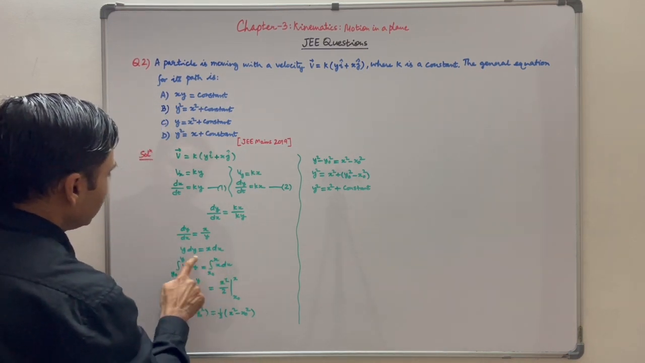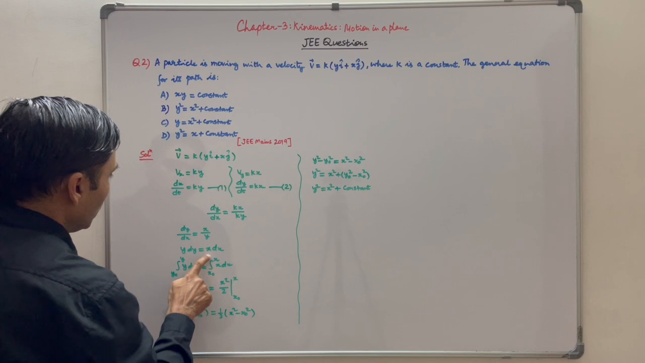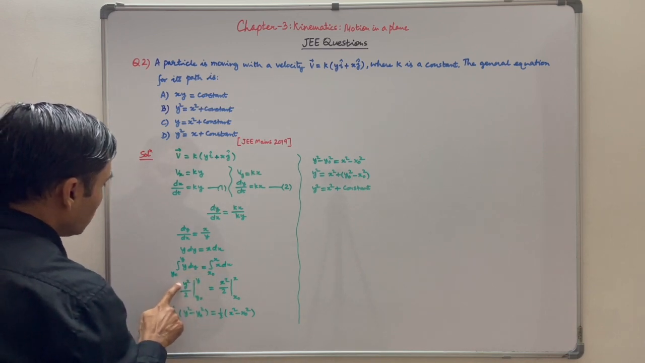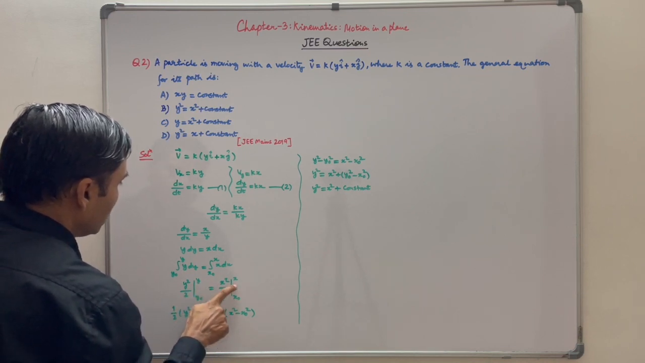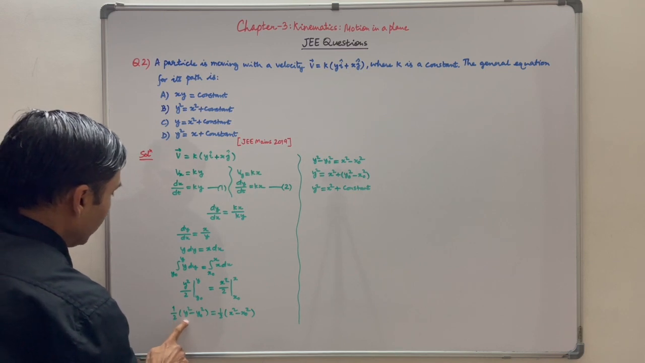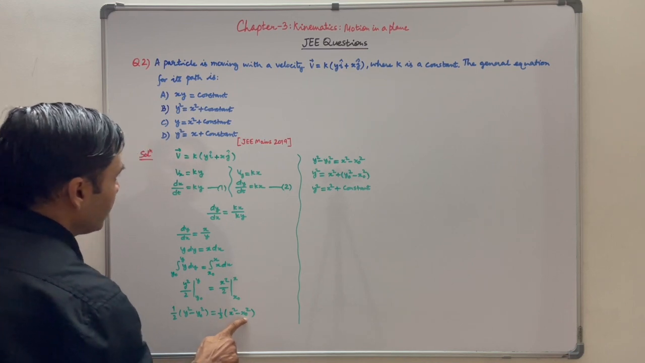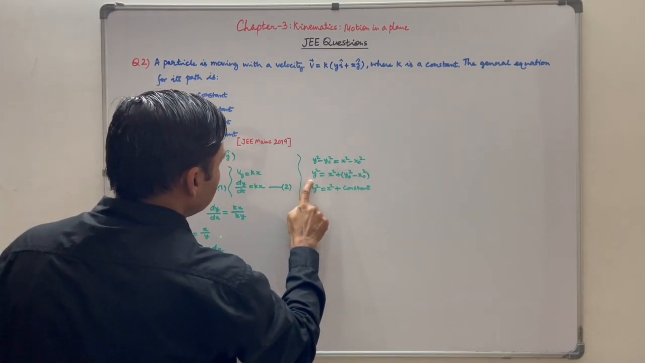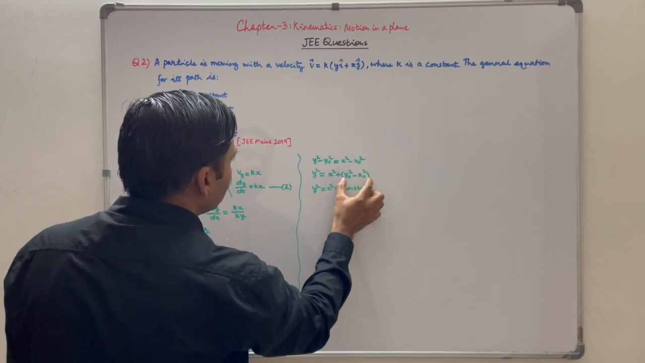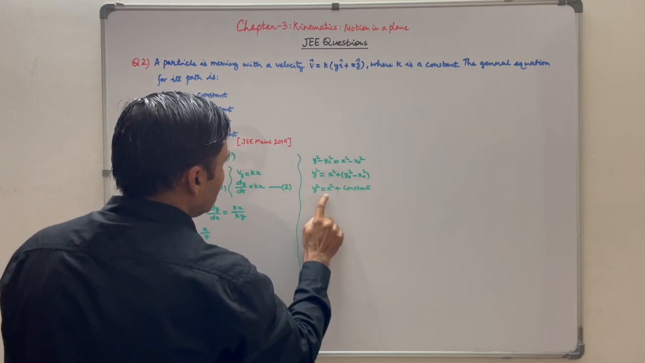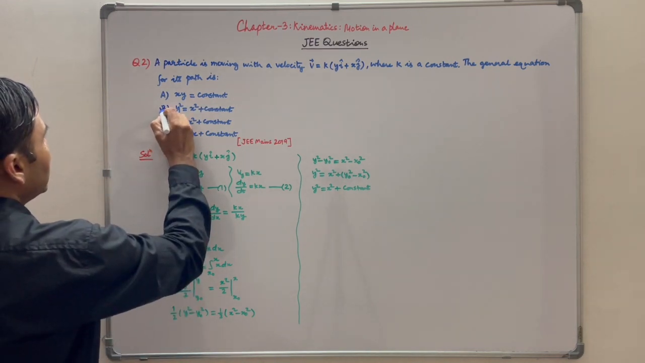Now integrate both the sides within limits, y within limits y0 to y and x within limits x0 to x. So it comes out to be y square upon 2 within limits y0 to y is equal to x square upon 2 within limits x0 to x, or 1 by 2 (y square minus y0 square) is equal to 1 by 2 (x square minus x0 square). So it comes out to be y square is equal to x square plus y0 square minus x0 square, and this part is constant. So the equation is y square is equal to x square plus constant. So option B is correct.